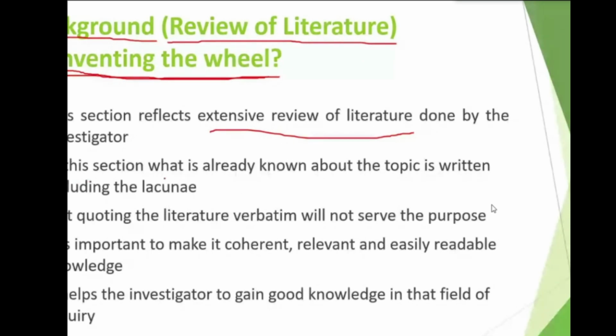In this section, what is already known about the topic is written, including the lacunae, which means that there is a lot being done, and you will say that this is not done, and I want to try it, and that is acceptable. Like for instance, you will say that a wheel of this kind is known, a wheel of that kind is known, but a wheel of a particular kind is not known, and that is what I am trying to work around, and that is acceptable.